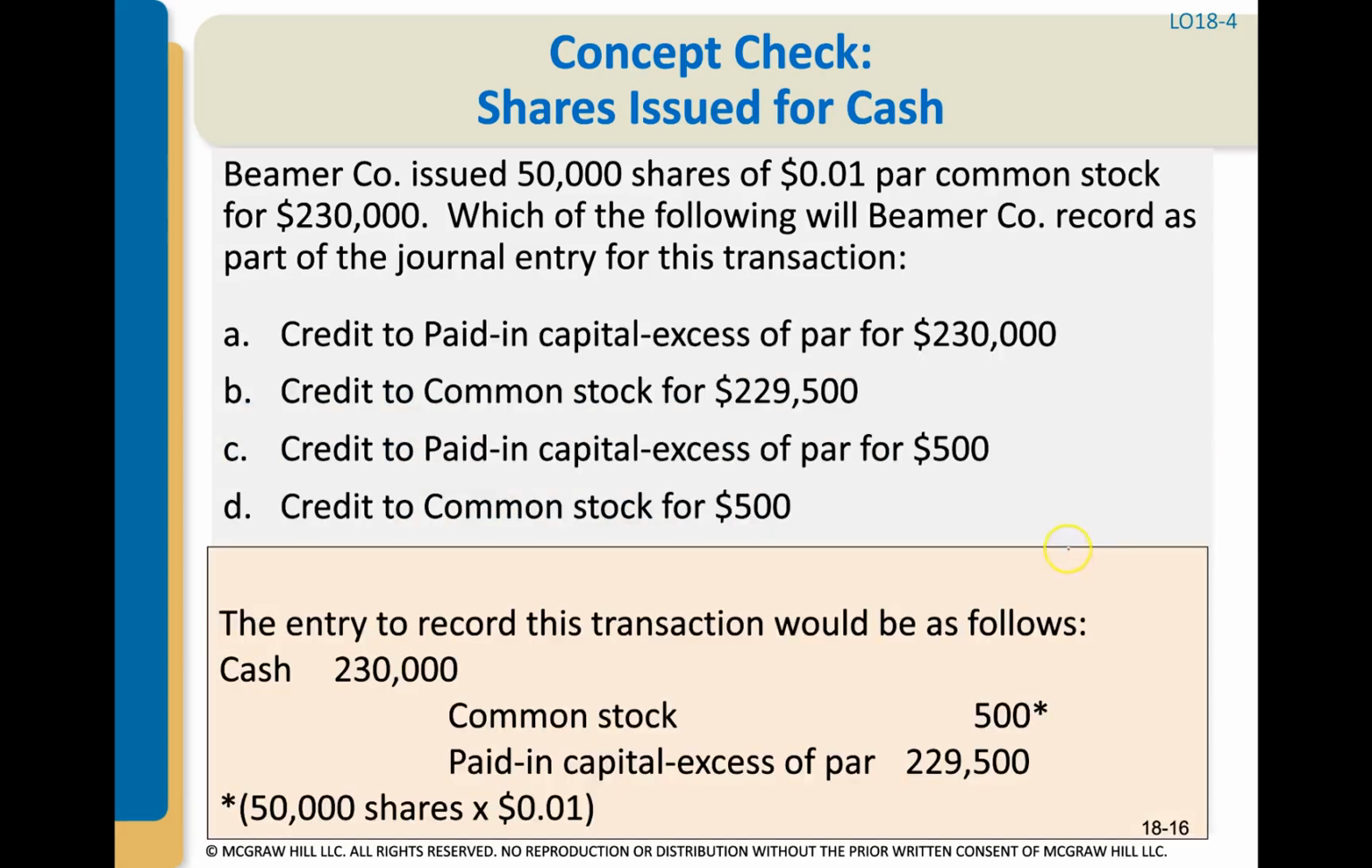$229,500. So let's look at the question. Which of the following will Beamer Company record as part of the journal entry for this transaction? And we go through A, B, C, and D and see that D is the one that fits. Credit to common stock for $500.